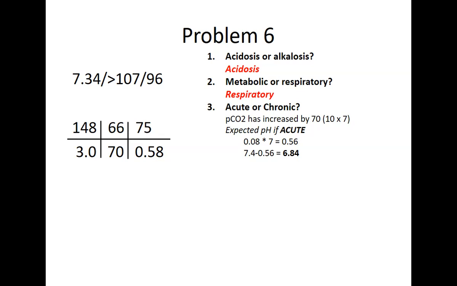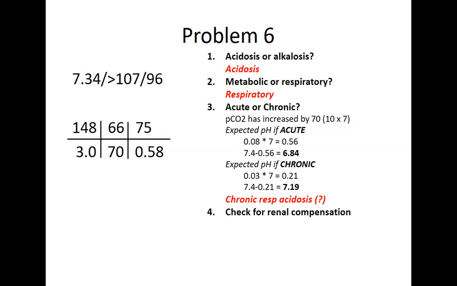So I'm just pretending he's 110 and saying that the change in the PCO2 is 7 times. So if it's an acute change, our pH would be 6.84. Even if it's chronic, our pH should be much lower than 7.34. So you know that there's another process going on here. So maybe a chronic respiratory acidosis. I mean, this is going on for days and days, so we know this is chronic. So we check for renal compensation.